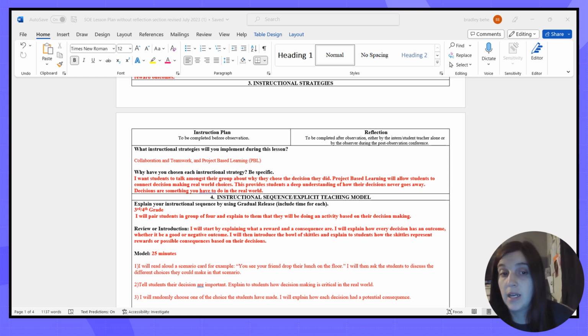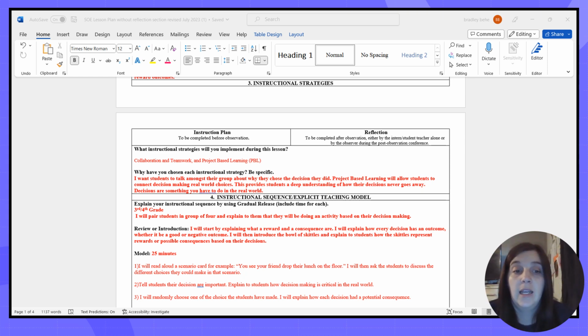My introduction: I will start by explaining what a reward and a consequence are. I will explain how every decision has an outcome, whether it be a good or negative outcome. I will then introduce the bowl of Skittles and explain to students how the Skittles represent rewards or possible consequences based on their decisions. My model should take about 25 minutes.